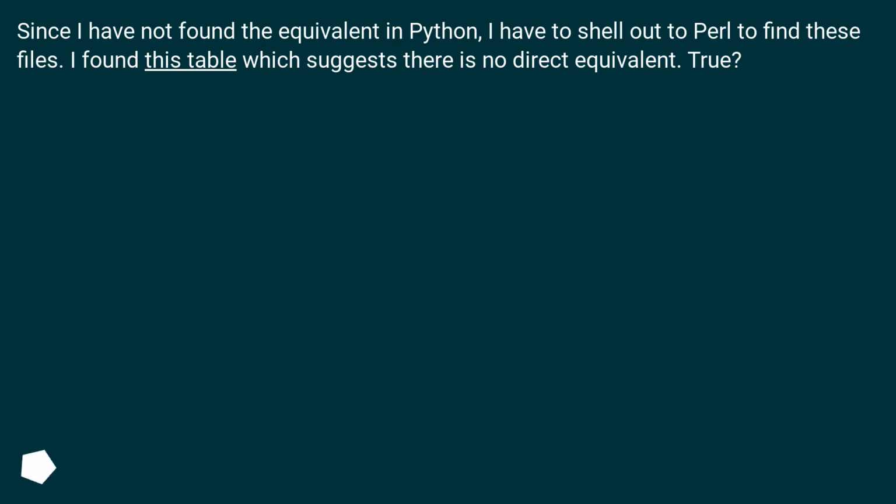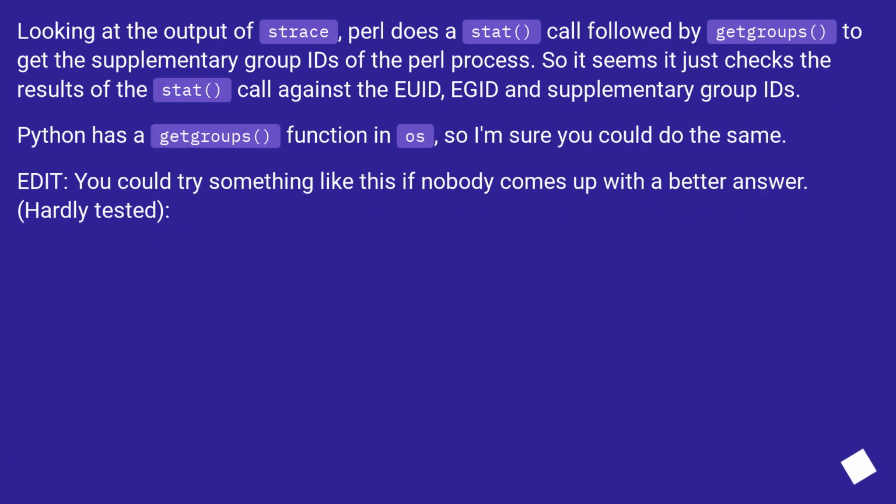I found this table which suggests there is no direct equivalent. True? Looking at the output of strace, Perl does a stat call followed by getgroups to get the supplementary group IDs of the Perl process. So it seems it just checks the result of the stat call against the UID, EGID and supplementary group IDs. Python has a getgroups function in os, so I'm sure you could do the same.